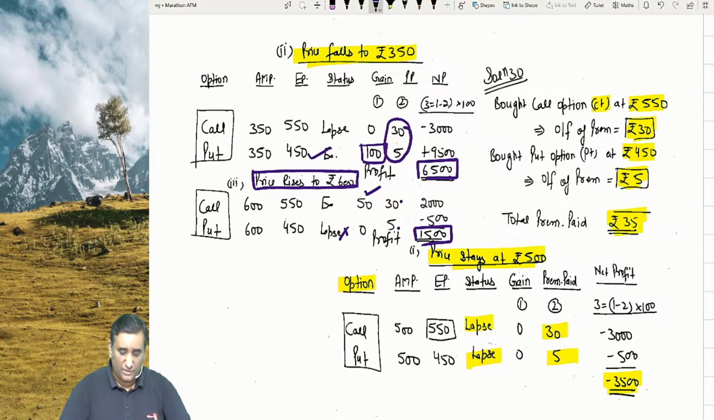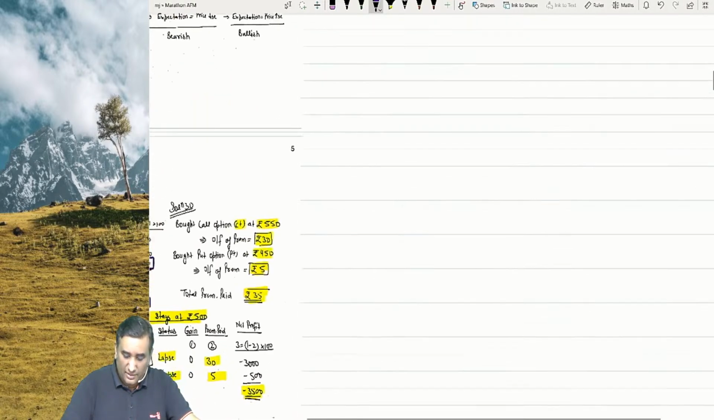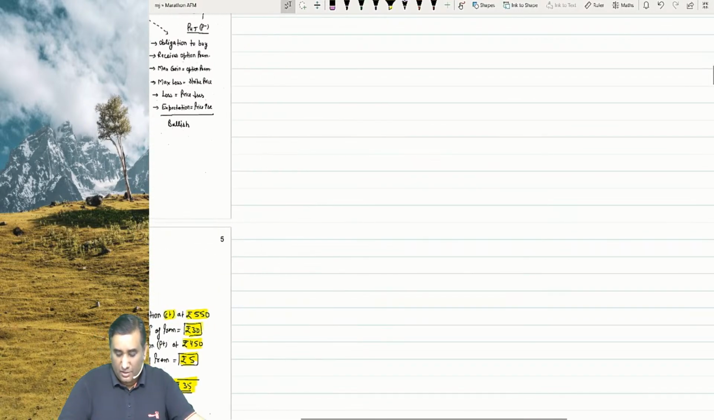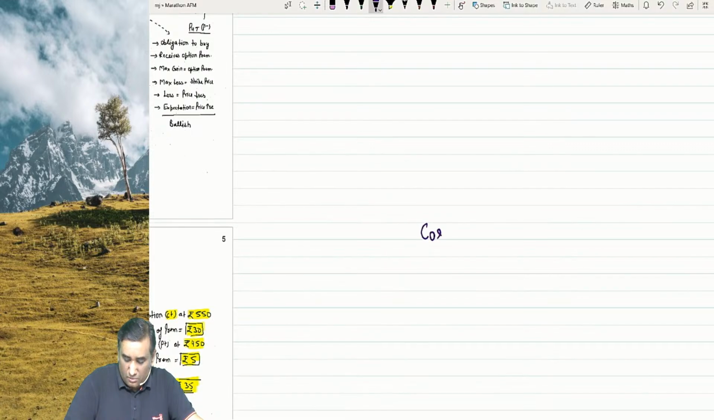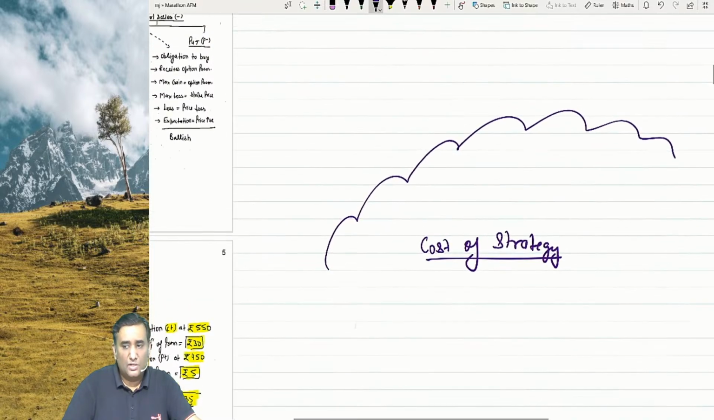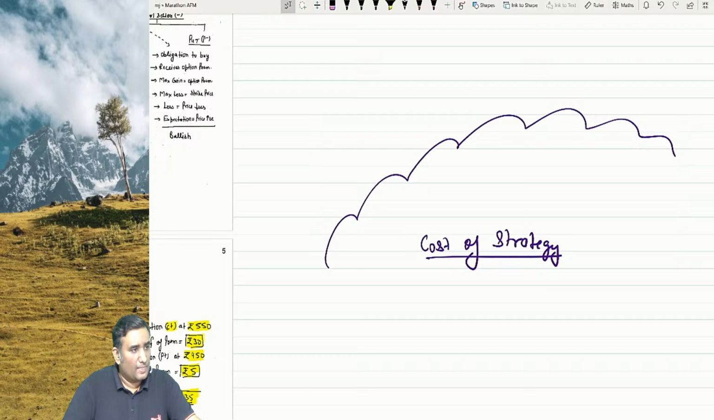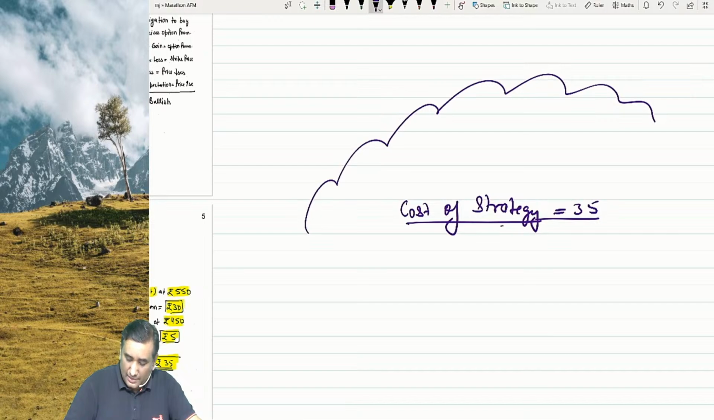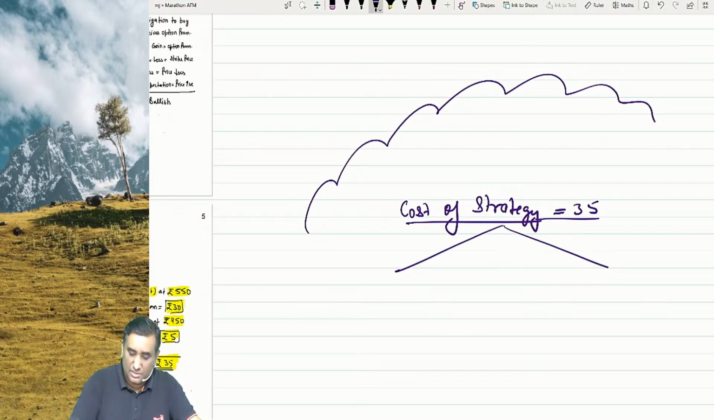Just to give you a briefing of this chapter. If I try to make up a combination, we call this a strategy. So I make the cost of strategy here. That's rough work I'm doing so that you can relate to it. Total cost, how much did I pay? 35. Why 35? It's a 30 rupees call and 5 rupees put, and I have taken two options. One I have taken is the call option, the second is the put option.